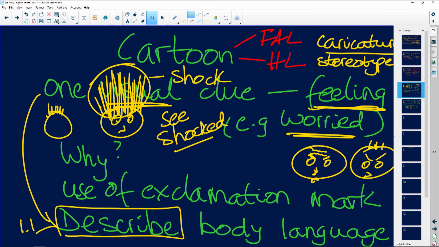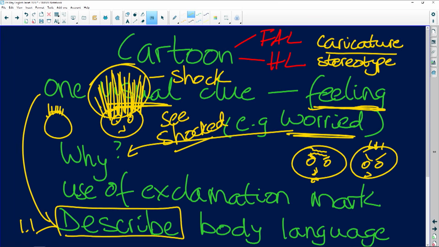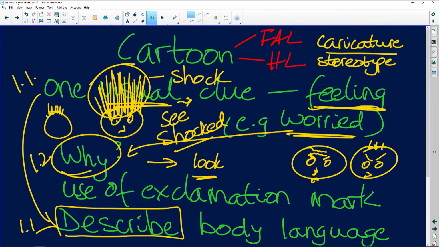One visual clue to what he's feeling, like worried, and then you get why. So FAL again, this will be 1.1 and 1.2. How do you know why he's worried? Well, you've got to look at the cartoon. You've got to see what's going on. Home language, you're more likely to get something like, account for, give a reason for the visual appearance or the body language or the facial expression.